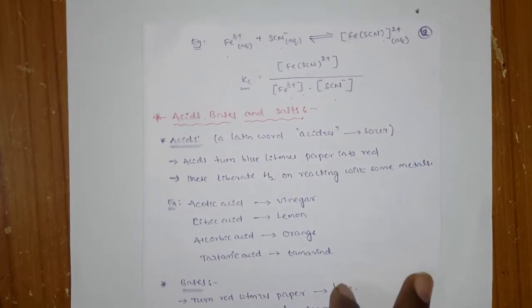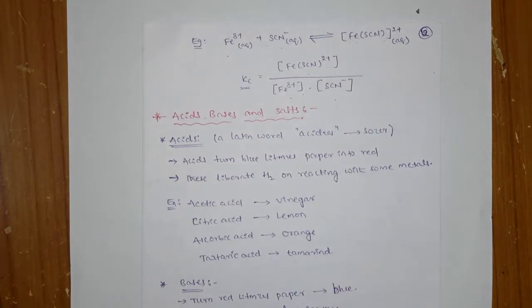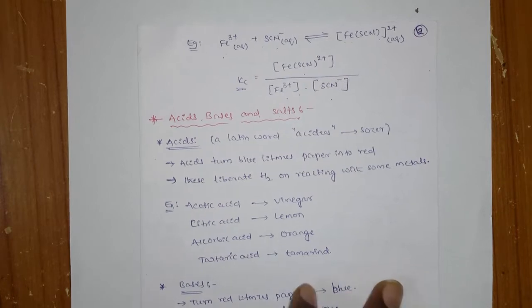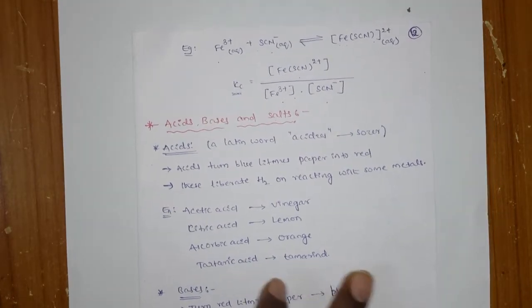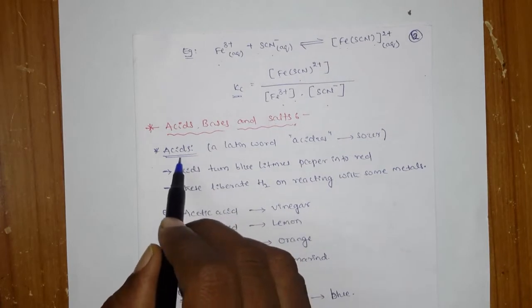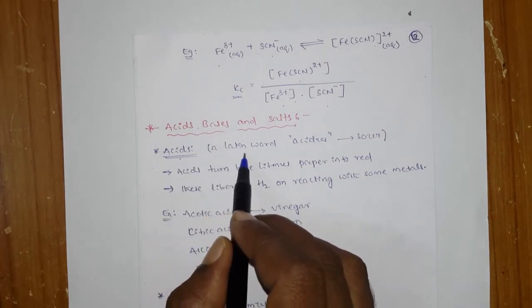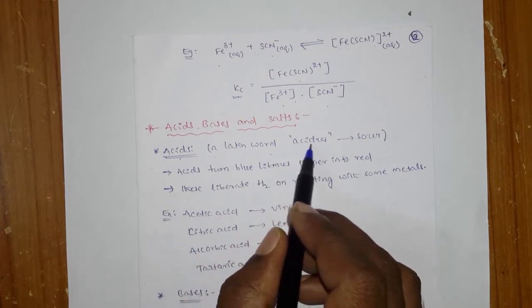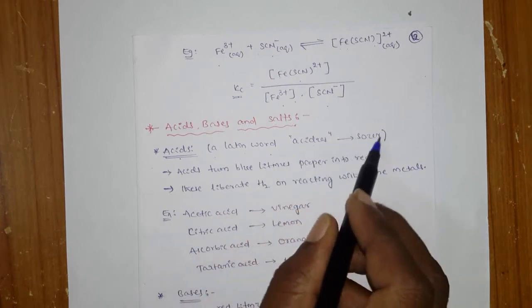Already you know what an acid is, what bases are, and what salts are. You know many things, but you have to know a few more things about them. What is an acid? It has some different explanations. First, what is the word acid? It is derived from the Latin word acidus, and acidus is nothing but sour.